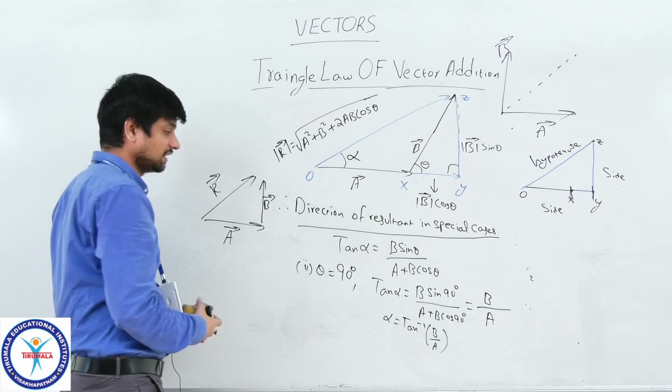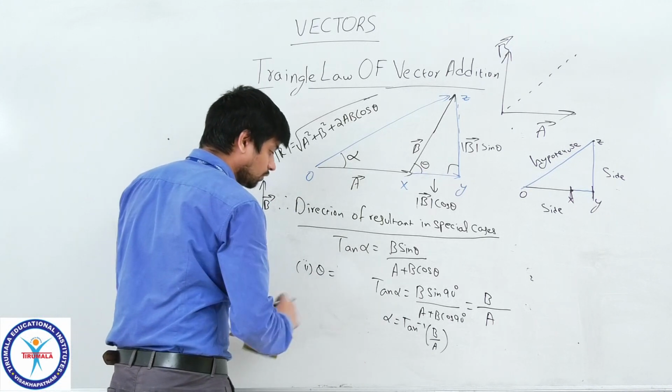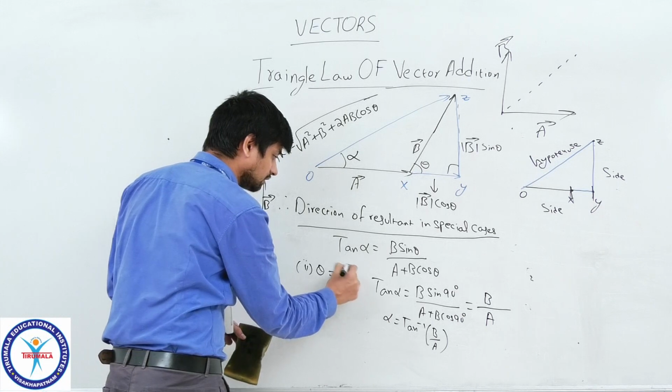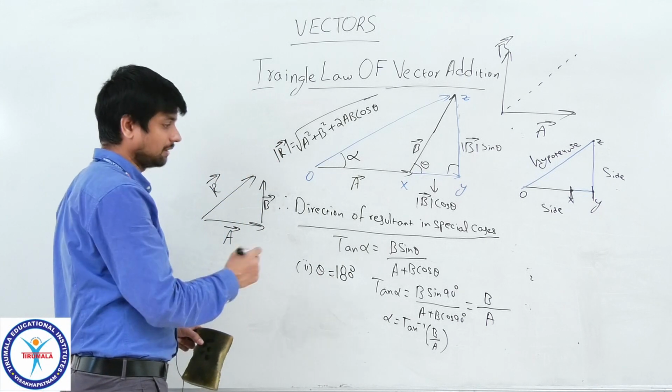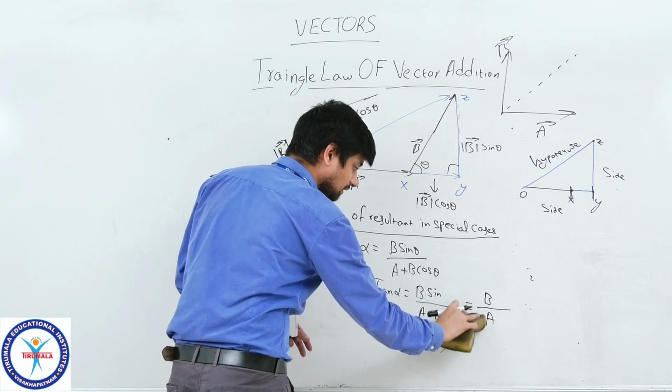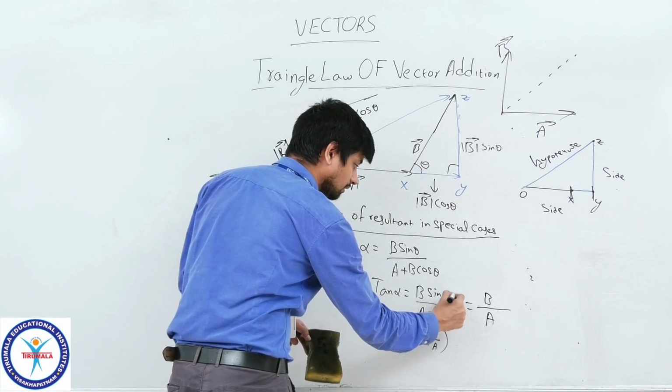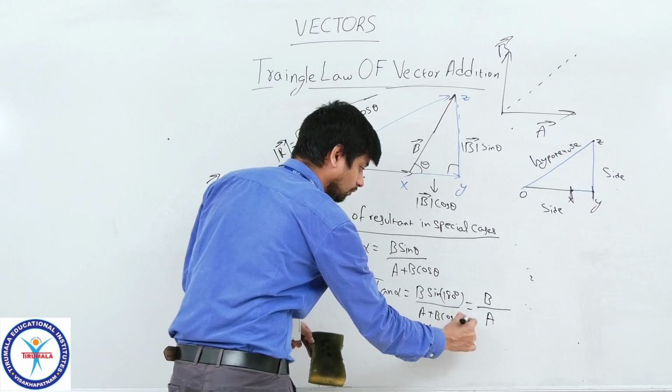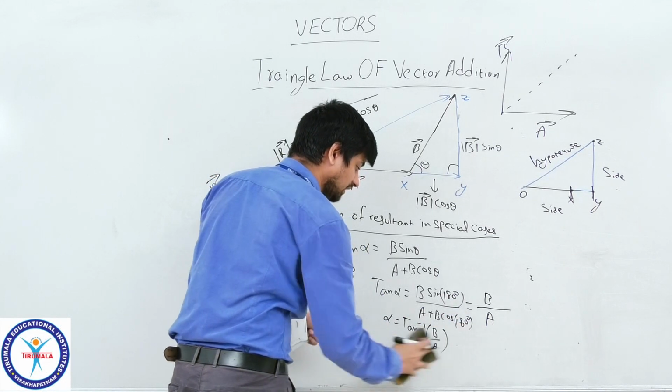Now, the third case, theta value 180. Apply the same formula, B sin 180 over A plus B cos 180. What do you get, children? Answer?